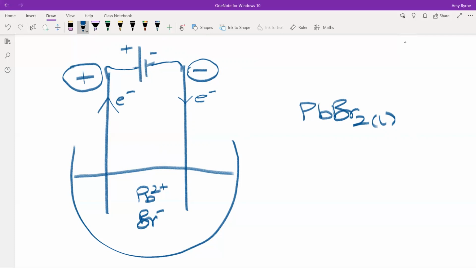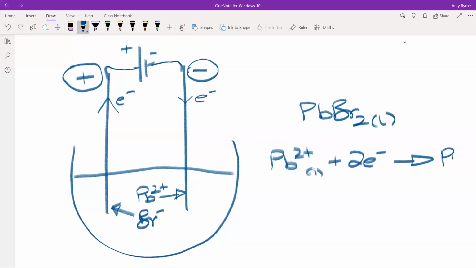So if I am adding electrons on this right-hand electrode, it is becoming more negative. It is going to attract the positive ion in my liquid. If I'm ripping electrons off the left-hand electrode, it's becoming more positive. It's going to yoink, yes, technical term, my negative ion. So at this right-hand electrode, I have Pb2+ liquid, and I'm adding electrons to it, and I'm making lead.